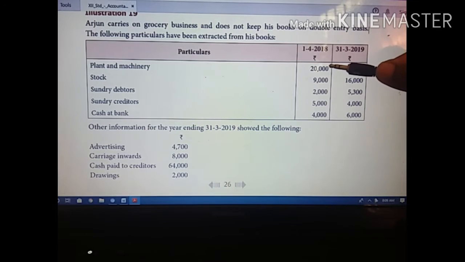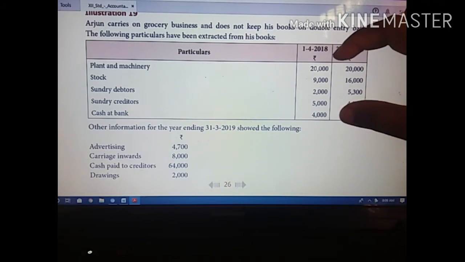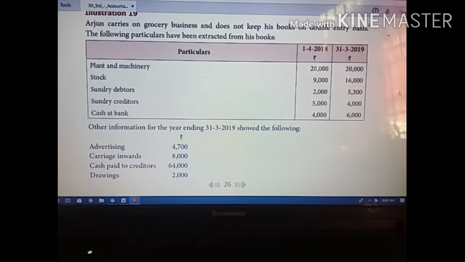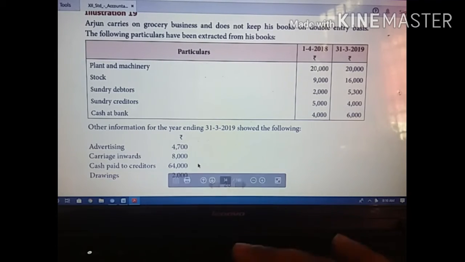So whenever you are going to find out the capital, you have to use the opening information. Plant and machinery, 20,000, is an asset. You have to show it in the asset column. Stock you have to show in the asset column. Sundry debtor is also an asset. Creditors is a liability. Cash at bank is a liability. So these things are only available for preparing a statement of affairs. So let us see how to prepare the statement of affairs.